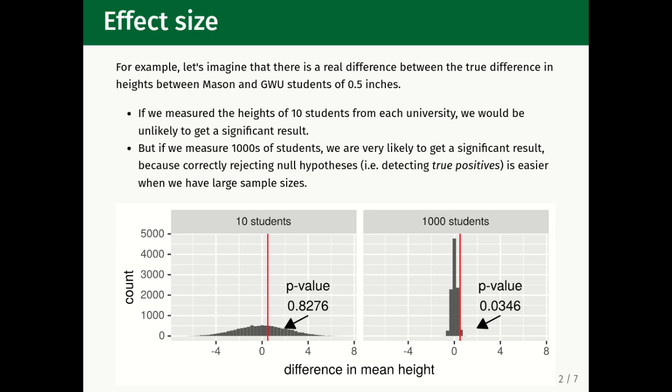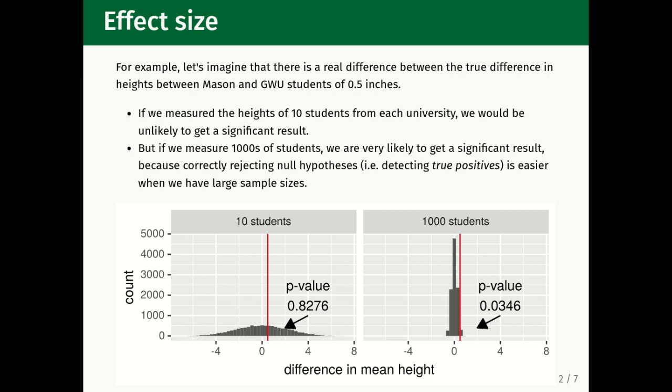If we only collect a small sample, then the null distribution will be very wide, even if we do a lot of permutations. As a consequence, we will get a larger p-value and be less likely to reject the null hypothesis. Take the example on this slide.